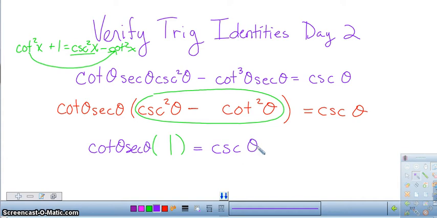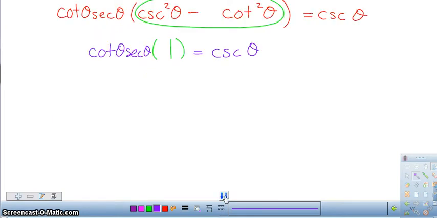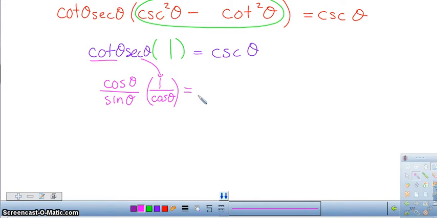Okay? We use the Pythagorean identity. Next step. Nothing else works. Rewrite in terms of sine and cosine. Cotangent is cosine of theta over the sine of theta times secant. Secant would be 1 over the cosine. We might as well change this side. If we're changing one side to sine and cosine, change the other side. This would be 1 over sine of theta.